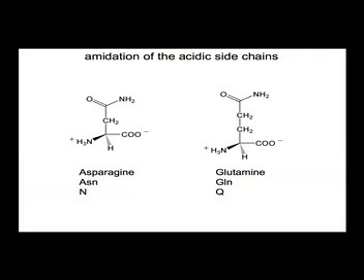Also, polar side chains. We're going to see these side chains playing an important role in protein.